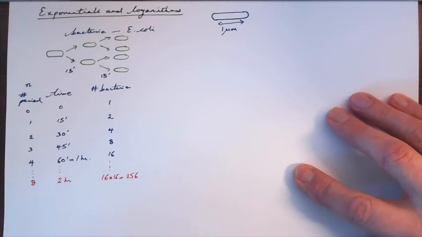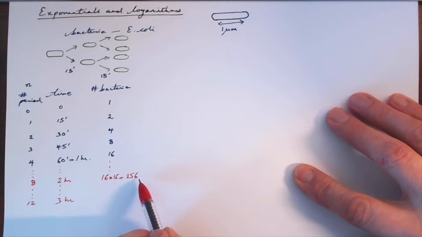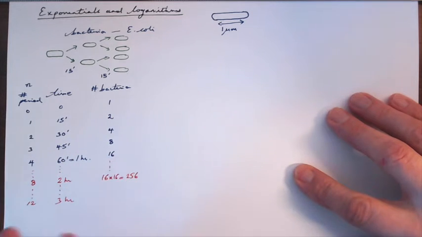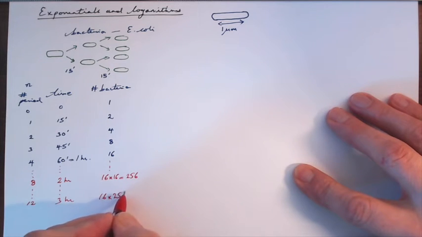Let's go forward another hour. So 12 in total doubling periods, 3 hours in total in time. And each of these 256 bacteria will have now gone through 4 doublings. So we have 16 times 256.